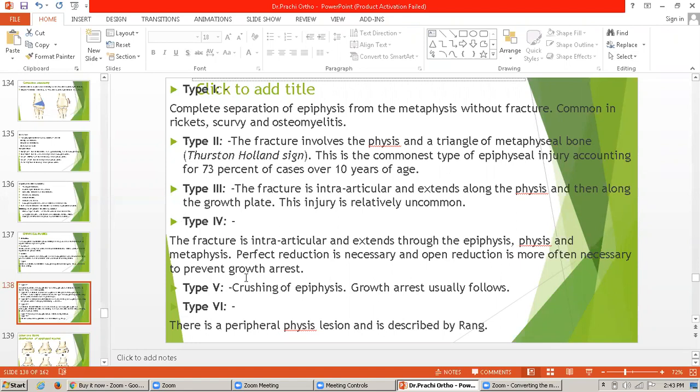Type 4, that is, the fracture is intra-articular and extends through the epiphysis, physis and metaphysis. Perfect reduction is necessary and open reduction is more often necessary to prevent a growth arrest. Fifth is the crushing of the epiphysis, where growth arrest usually follows.